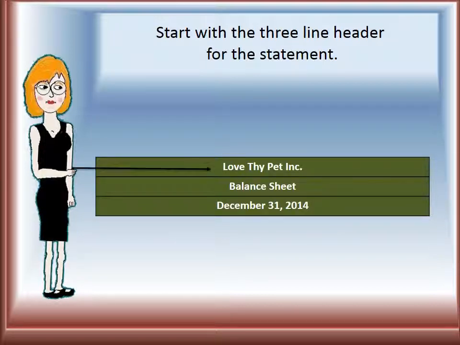For our example, the name of the company will be Love Thy Pet. The title of the statement will be balance sheet. And important to remember, as opposed to the income statement and retained earnings statement, which must be prepared before you can prepare a balance sheet, you only use the date of the day you prepare the statement, which is December 31st, 2014.